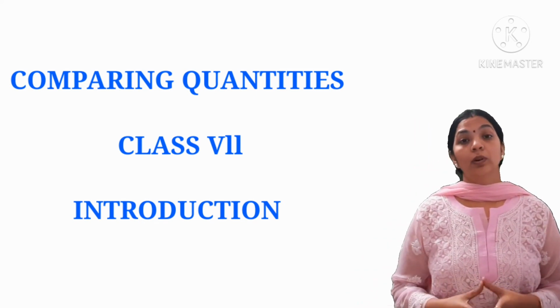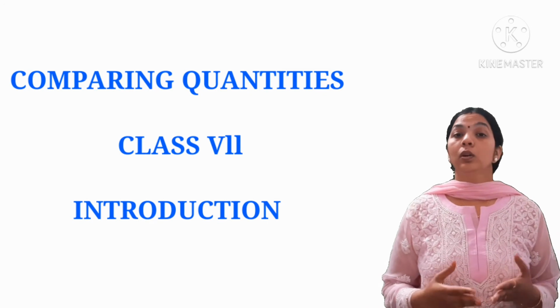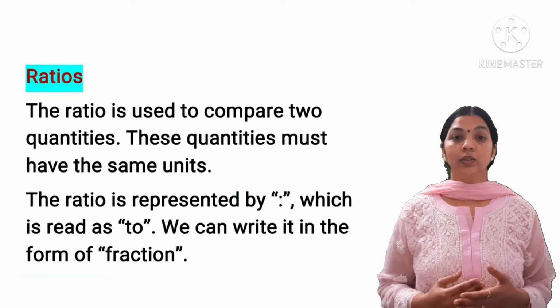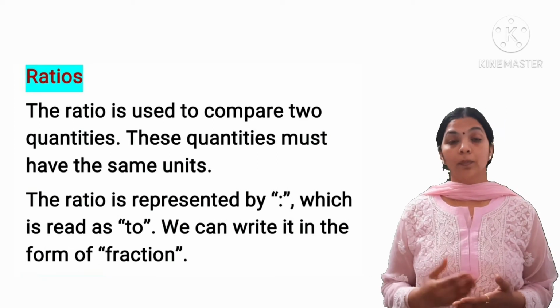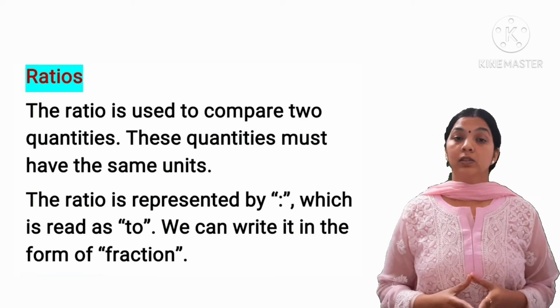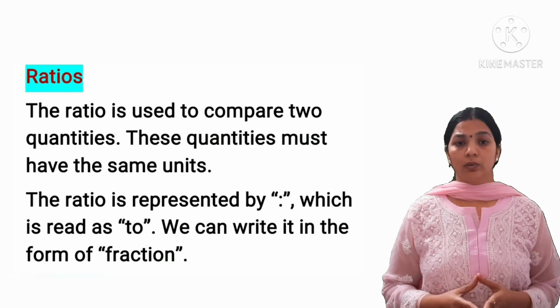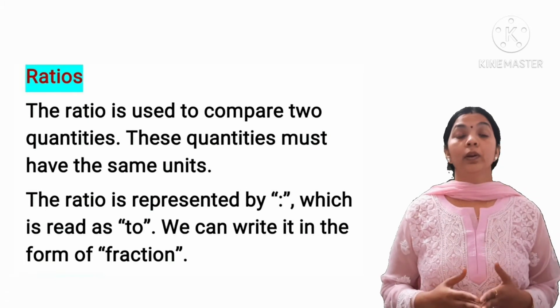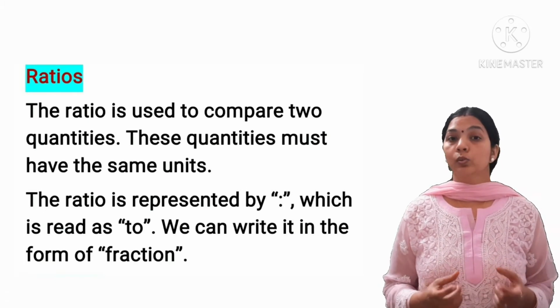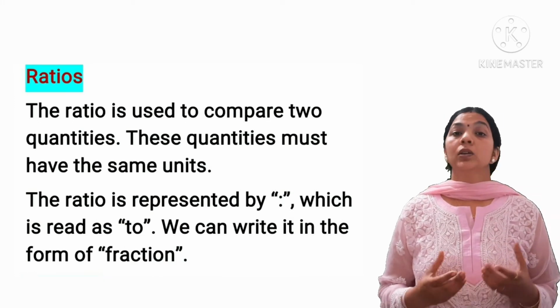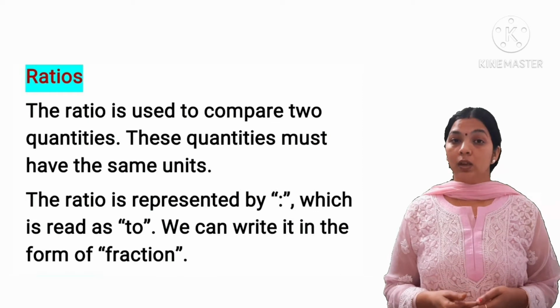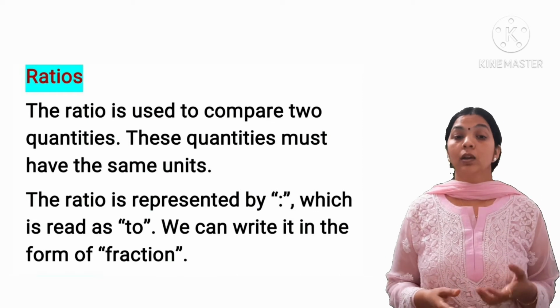In this chapter, what we have to study is how to compare any two given quantities, using different methods of comparing quantities. The first method is ratios. As you have heard about it, the ratio is used to compare two quantities, and these two quantities must have the same units. So when the quantities are of the same units, we can compare them using ratios.